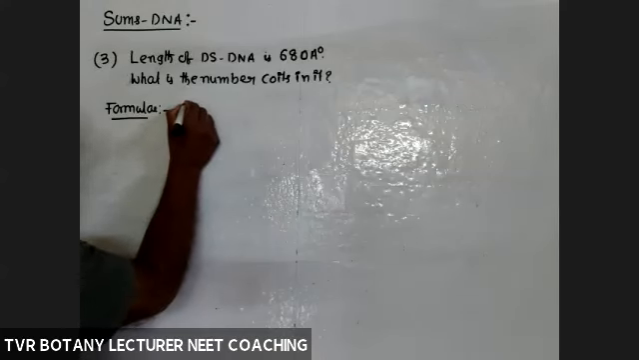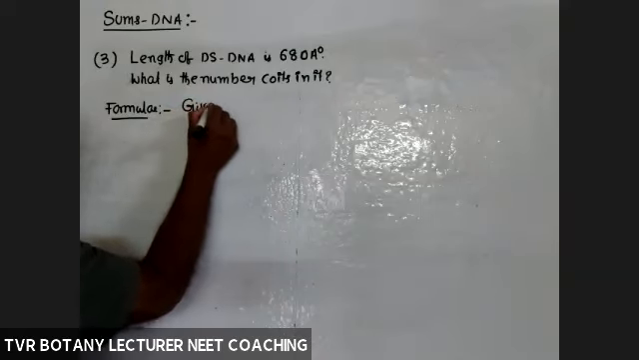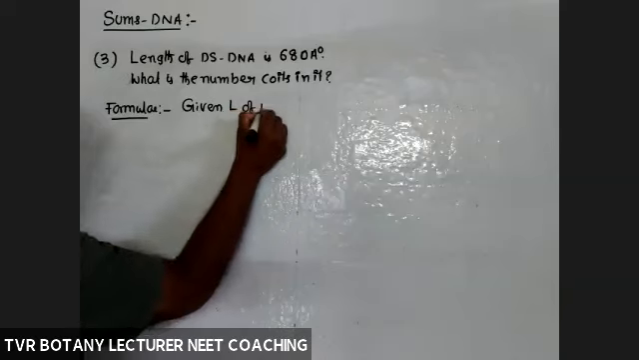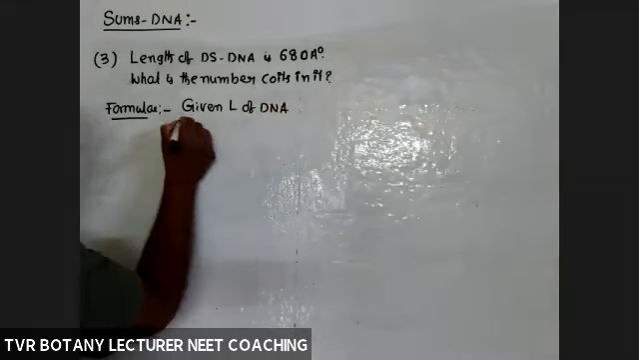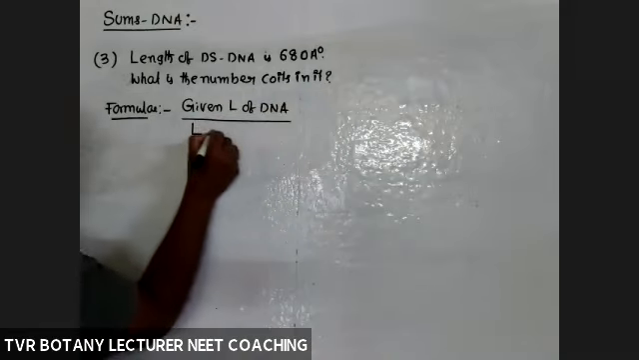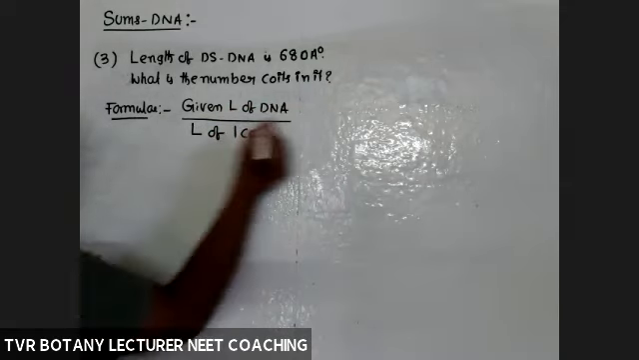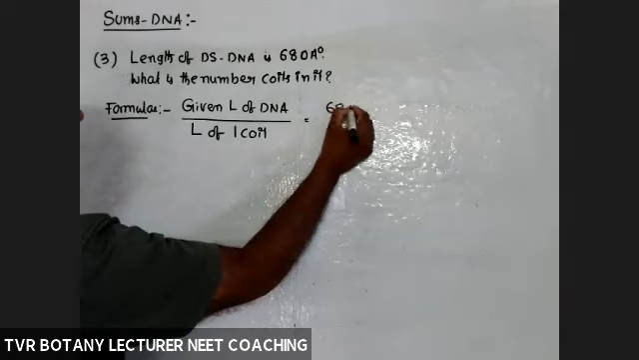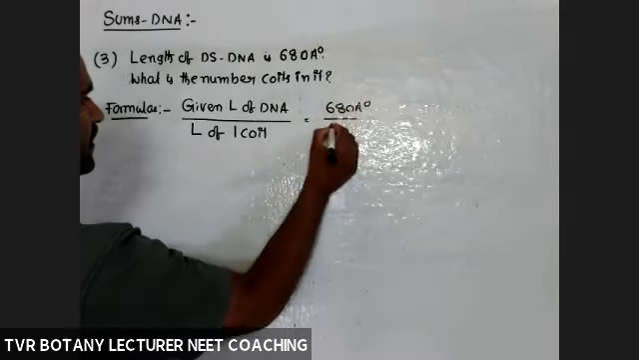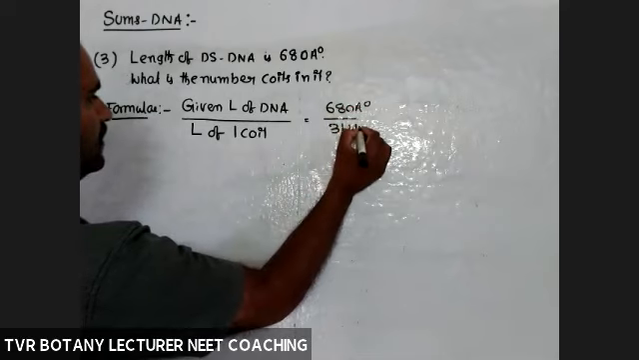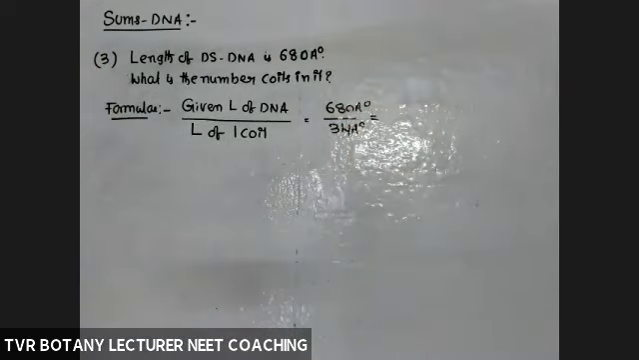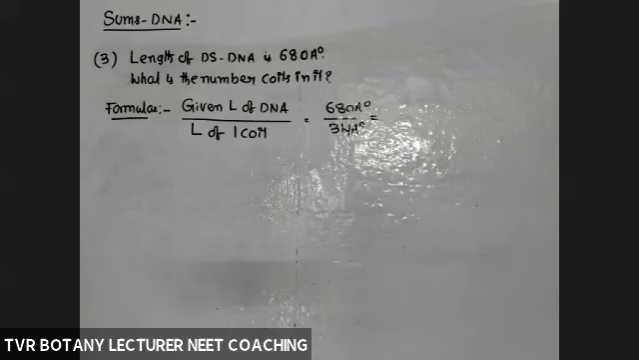Given length of DNA, simply divided by length of one coil. So given length of DNA, 680 angstroms, divided by length of one coil, 34 angstroms. Okay, simplify it. How many coils? What is the value? 20, sir. Yes.